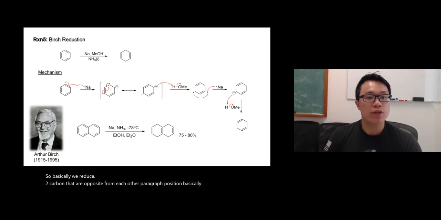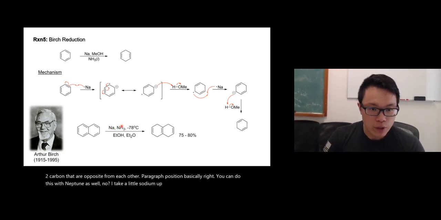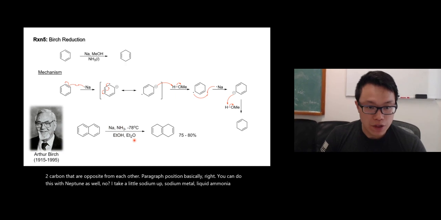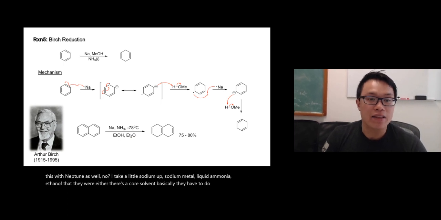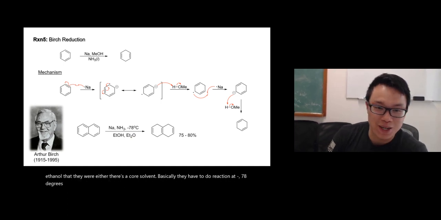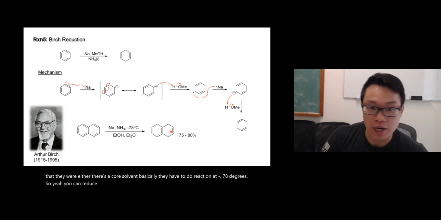All right, you can do this with naphthalene as well. Take a look. Sodium metal, liquid ammonia, ethanol, diethyl ether. That's a co-solvent, basically. They have to do a reaction at negative 78 degrees. So, yeah, you're going to reduce 2 carbons that are opposite from one another.